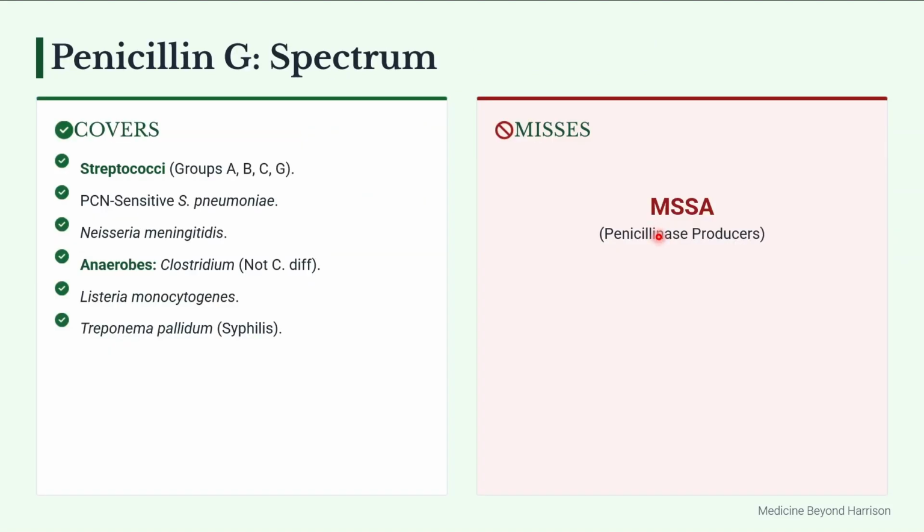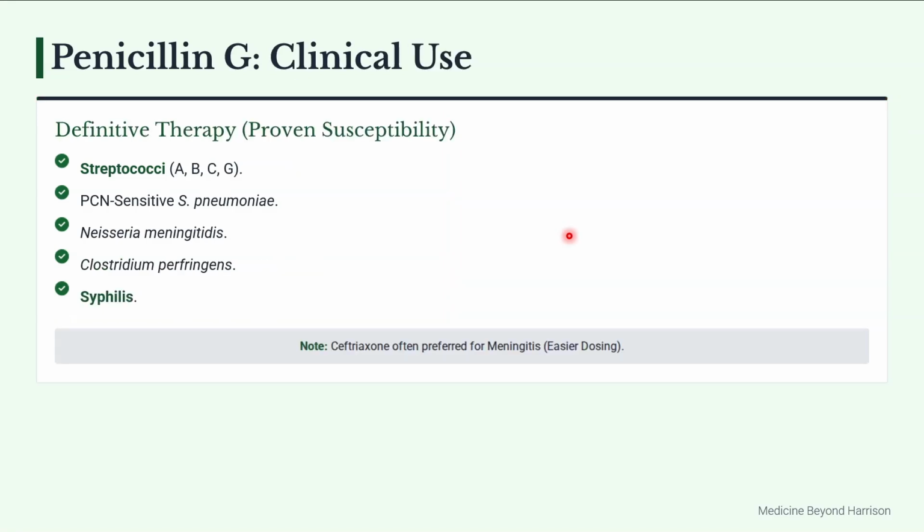It covers most gram-positive organisms, such as streptococci of all groups and penicillin-sensitive Streptococcus pneumoniae, Neisseria meningitidis, and anaerobes such as Clostridium, Listeria monocytogenes, and Treponema pallidum, which causes syphilis. For syphilis and these organisms, it is the drug of choice, but it misses the major organism MSSA, which is a penicillinase producer. So when you suspect erysipelas with Staph aureus suspicion, try to avoid penicillin. If you are suspecting only streptococcus, then it can be used.